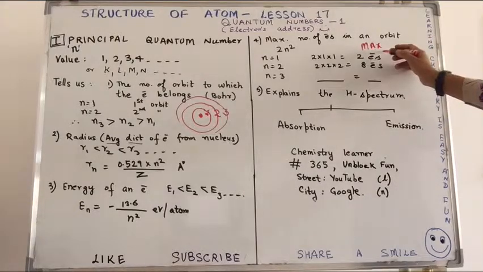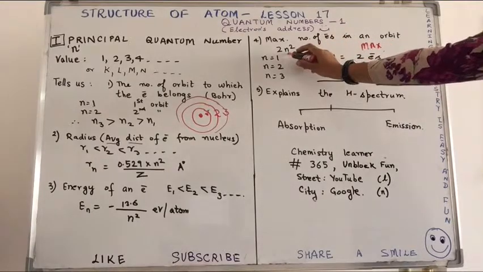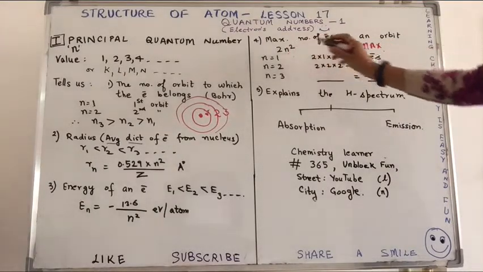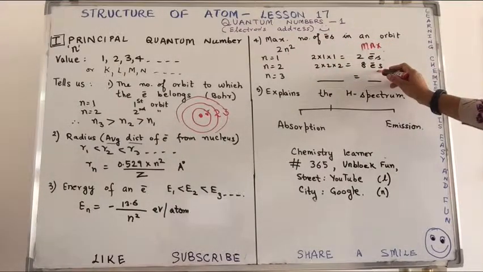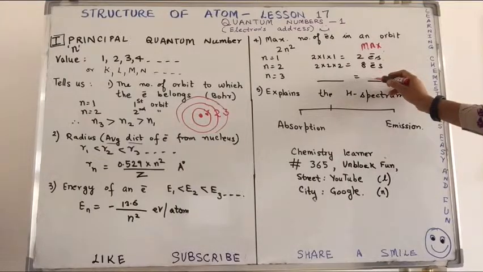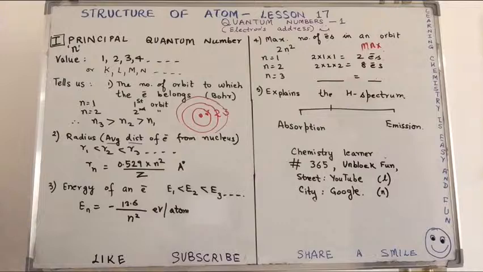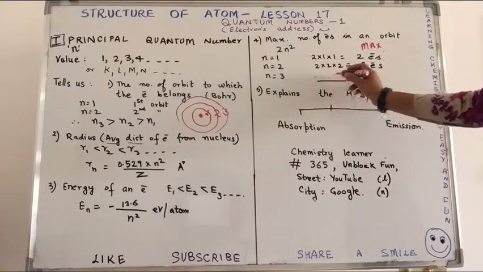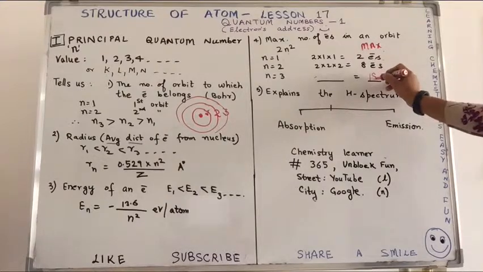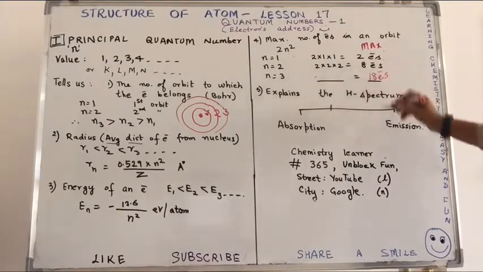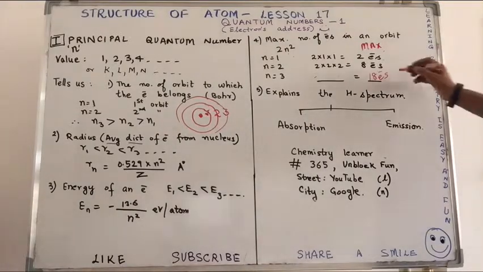So the maximum number of electrons in the first orbit is 2, where n is the value of the principal quantum number. Second orbit, 8. Can you do the calculations for me and give me the value for n equals 3? Just pause the video and give me the value. Yes, it's quite easy. 2 into 3 into 3 gives us a total of 18 electrons. The maximum number of electrons in the third energy level is 18.